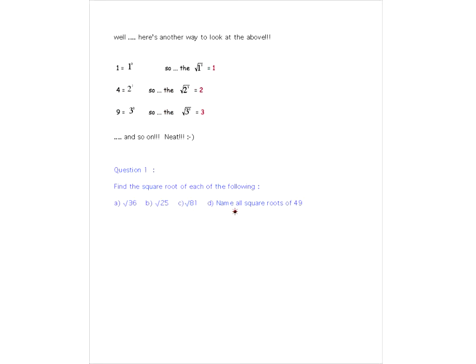Okay, good. And if I said name all the square roots of 49, what would that be? 7 and what else? Okay. And anything else other than 7? Okay, now in this case, because I said name all the square roots of 49, you could say plus 7 and minus 7, right? Okay. So it's only when you've got that square root symbol that it implies a positive square root.